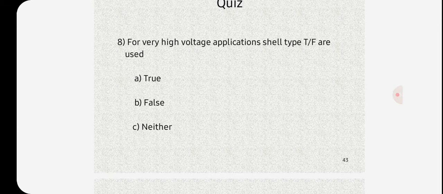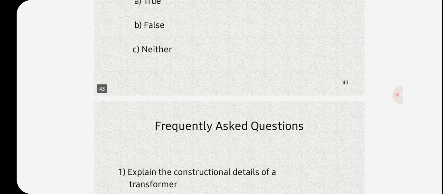For very high voltage applications, shell type, true or false? This is true. For very high voltage applications, shell type of transformer is used. It is true.